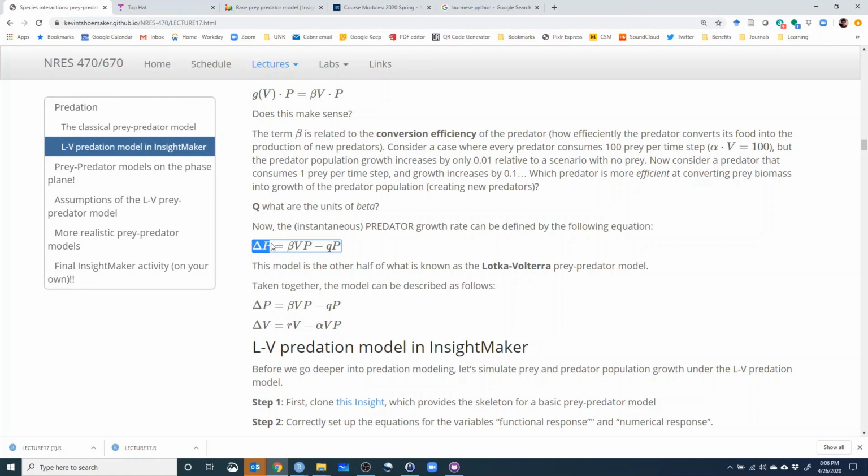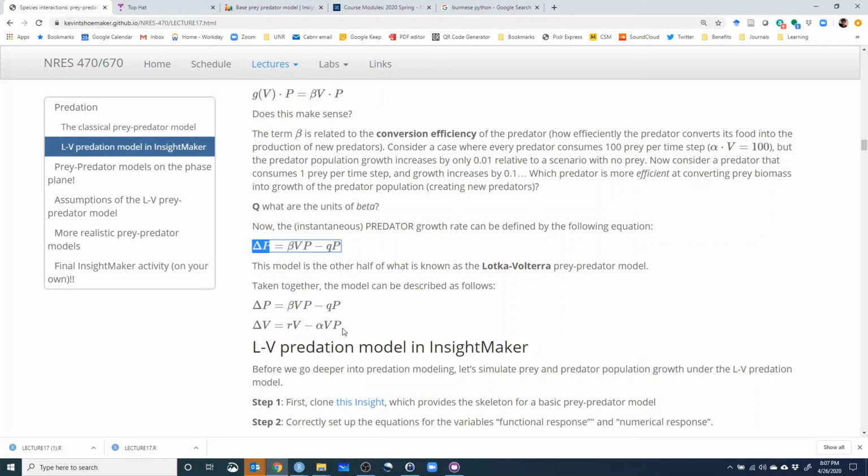So we now have an equation for the growth of the prey population, delta V, and we have an equation for the growth of the predator population, delta P. And this, taken together, is the Lotka-Volterra prey-predator model. It's pretty simple. Hopefully that makes some sense.